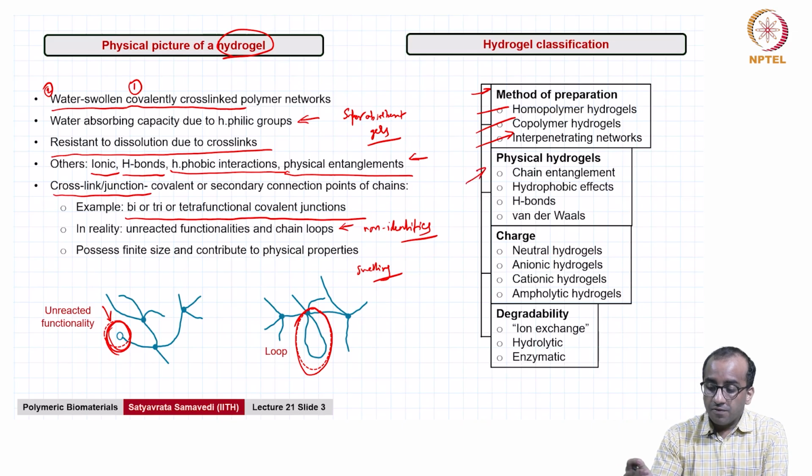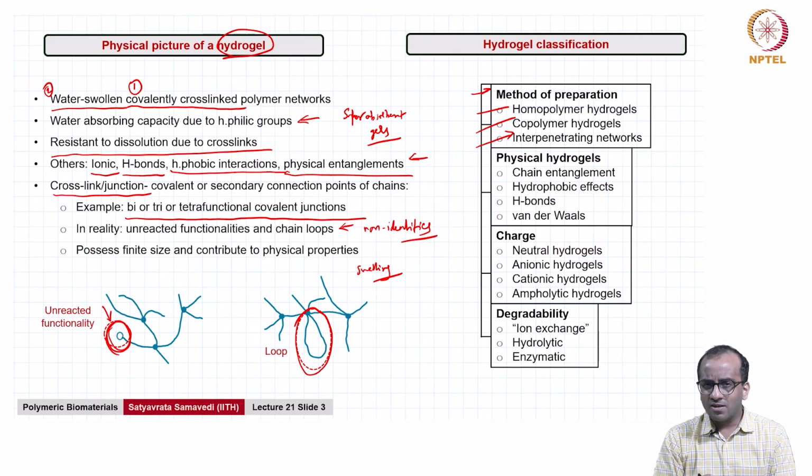You can also have physical hydrogels, where the interactions between the chains are not necessarily covalent. As we have just seen, there could also be other types of non-covalent interactions, such as hydrophobic interactions. You can have hydrogen bonds stabilizing some of these chains, which also results in gelation. You can also have van der Waals forces, chain physical entanglements. All these factors can contribute to what you would call physical hydrogels. Now, these interactions, it turns out, are very important for the reversibility of the gelation process.